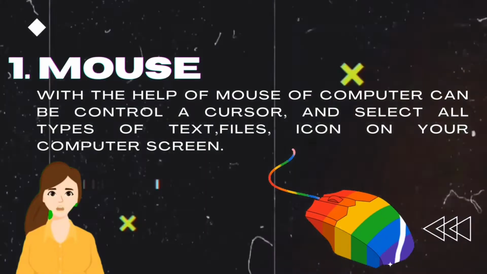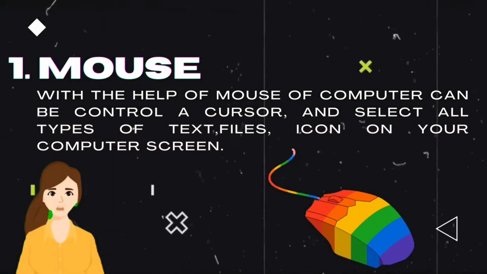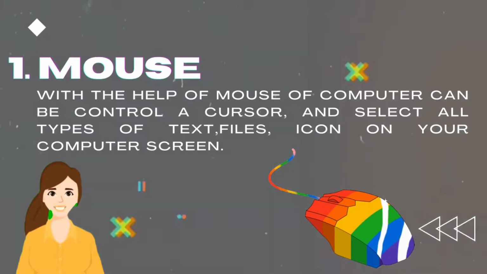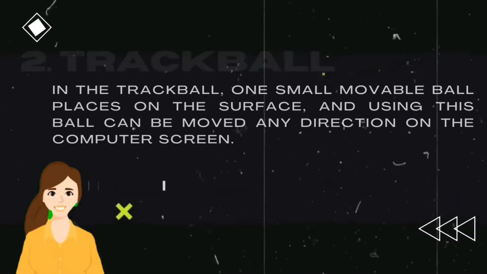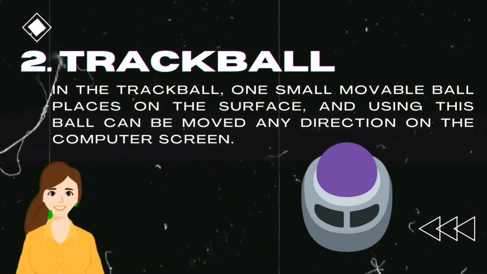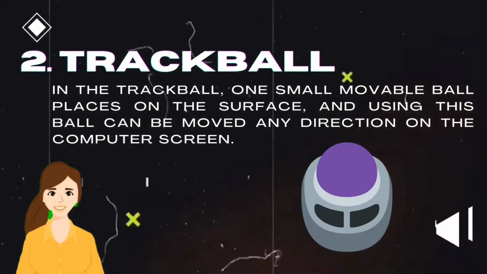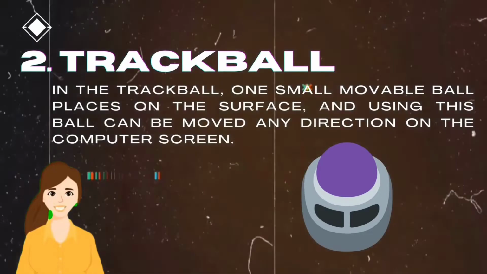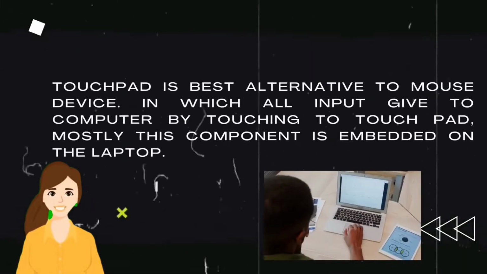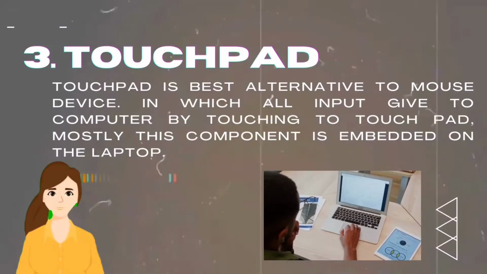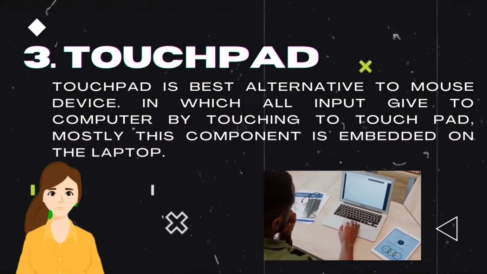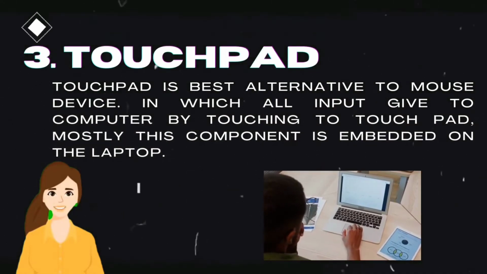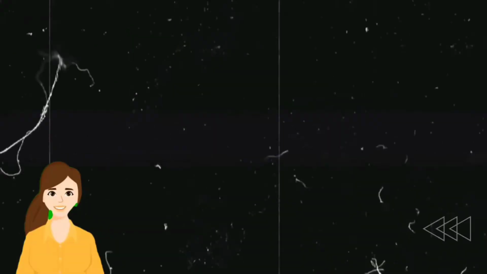Mouse. With the help of a mouse, a computer can control a cursor and select all types of text, files, and icons on your computer screen. Trackball. In a trackball, one small movable ball is placed on the surface, and using this ball you can move in any direction on the computer screen. Touchpad. Touchpad is the best alternative to a mouse, in which all input is given to the computer by touching the touchpad. Mostly this component is embedded in laptops.